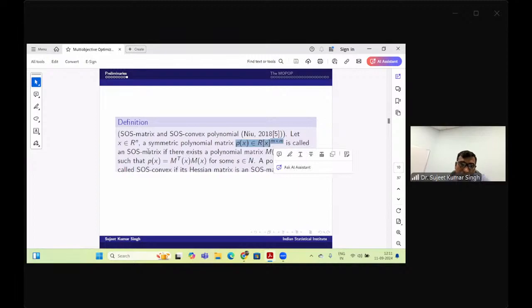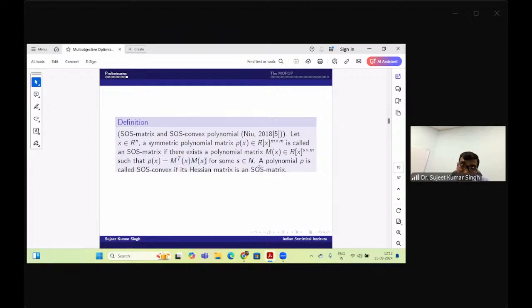Then this matrix will be called an SOS matrix if this polynomial matrix P can be decomposed into this type of structure, that is M transpose times M, where both of these decomposed matrices are polynomial matrices. Such a polynomial is called an SOS polynomial, because here each term of this polynomial will be a sum-of-squares term, since it is nothing but the product of M transpose and M. So each term will be a sum-of-squares term. Then such a matrix is called an SOS matrix.